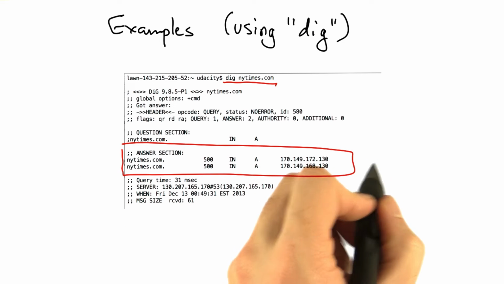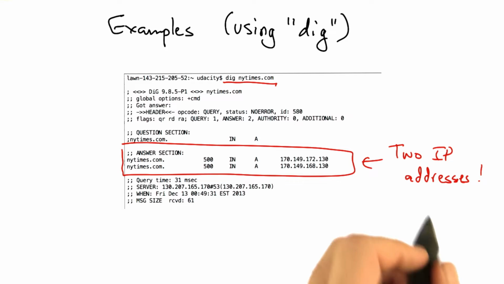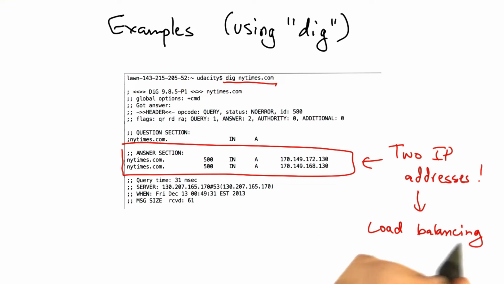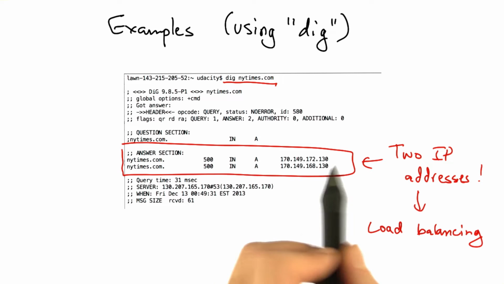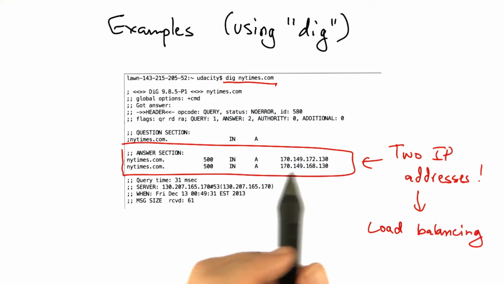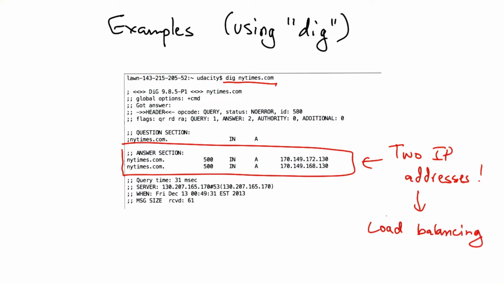Here's another example of a DNS lookup for nytimes.com. The interesting thing to note here is that in response to the A record query, we see two IP addresses. This is typically performed when a service wants to perform load balancing. So the client could use either one of these. It might prefer the first one, but if we issued the same query again, we might actually get these IP addresses in a different order.